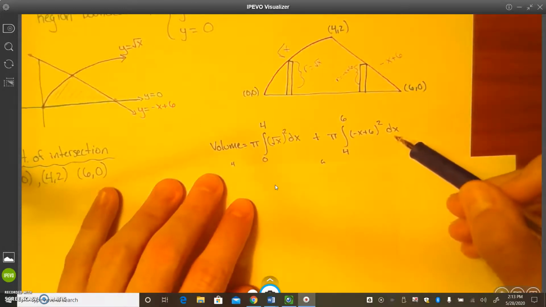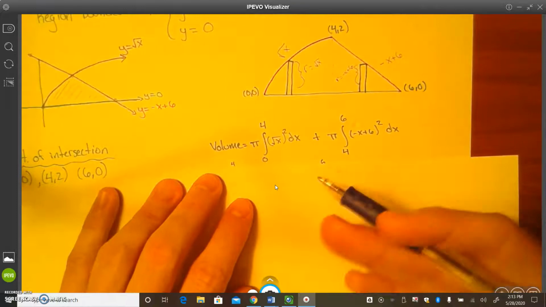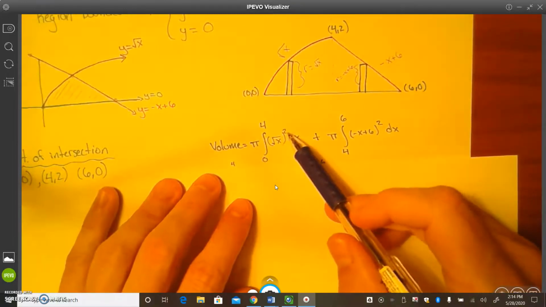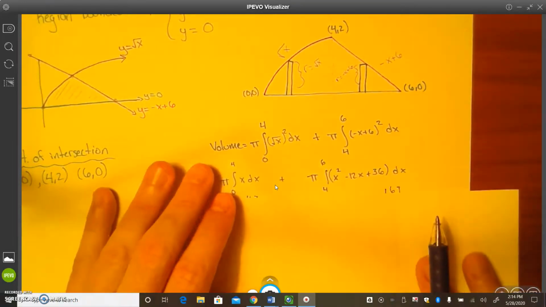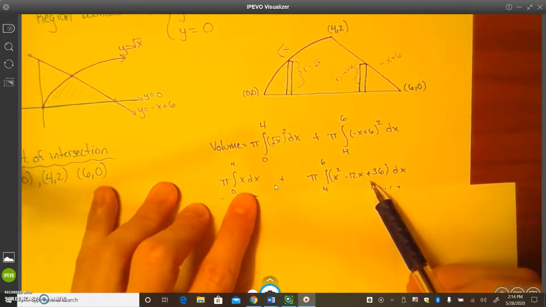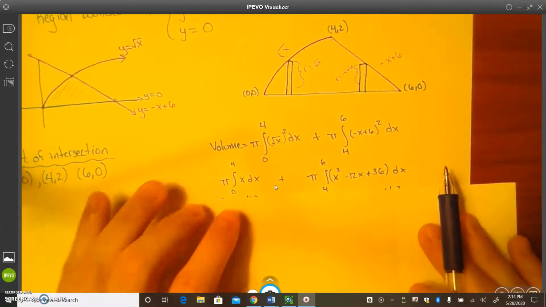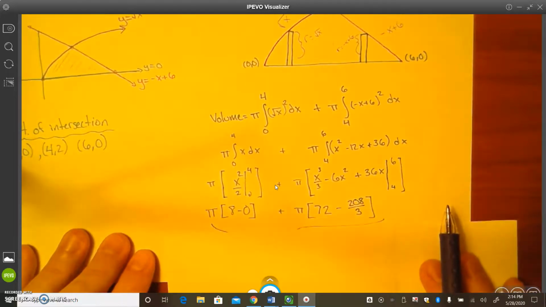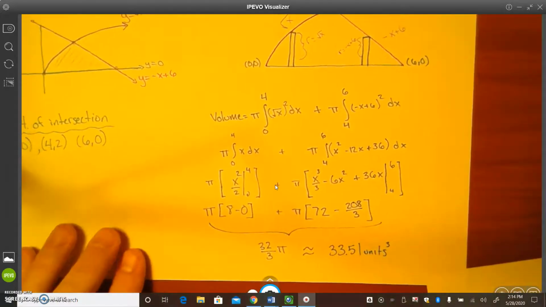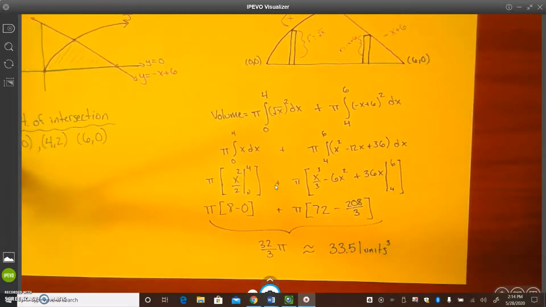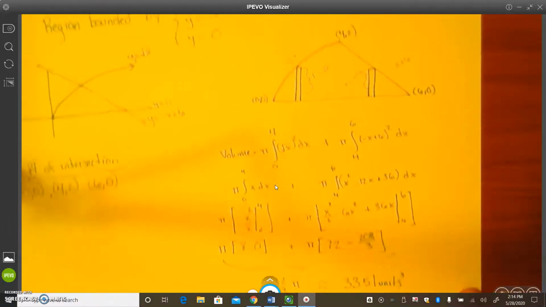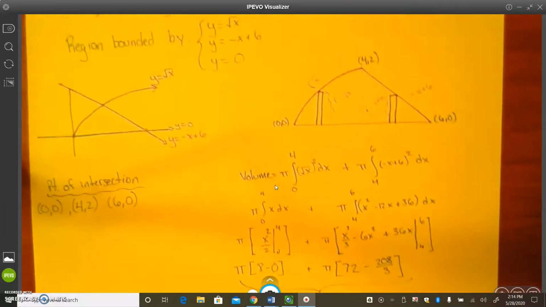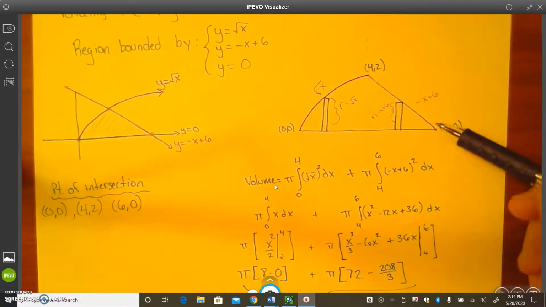Now, once you set up the two integrals, from there, it's just basic integration, right? So square root of x squared and then negative x plus 6 squared. I simplified both of those integrals, and then I just integrated, and I substituted in, and I got my final answer, 33.5-ish units cubed.